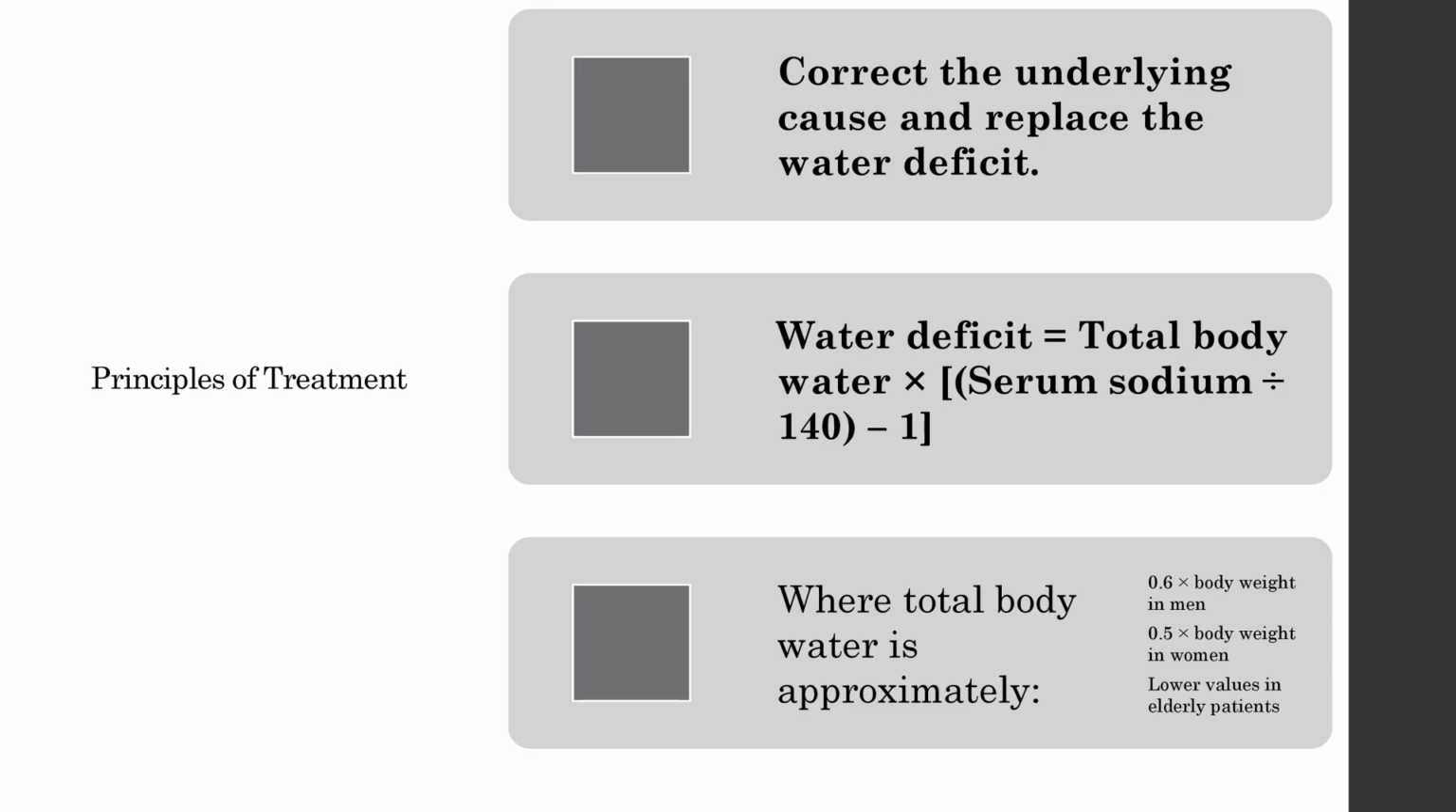The cornerstone of treatment is to correct the underlying cause and replace the water deficit. The water deficit can be estimated using the formula. Water deficit equals total body water times serum sodium divided by 140 minus 1, where total body water is approximately 0.6 times body weight in men, 0.5 times body weight in women, and lower values in elderly patients.